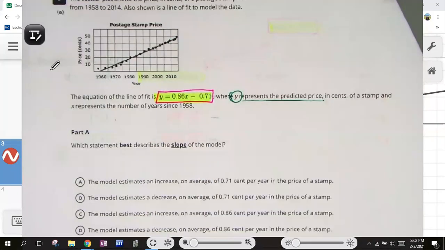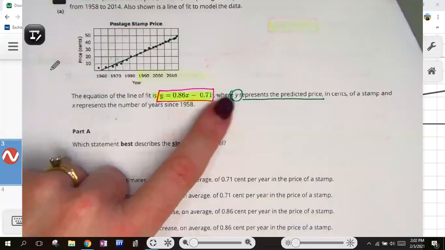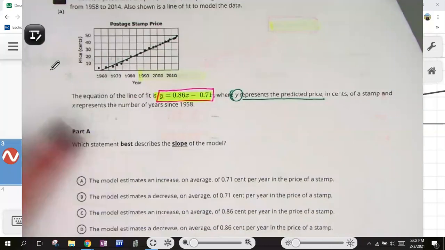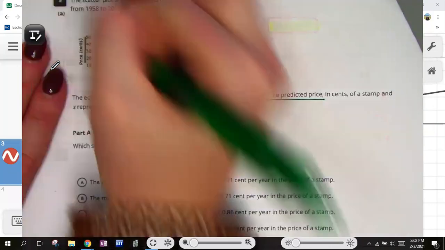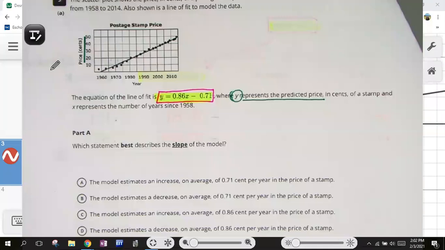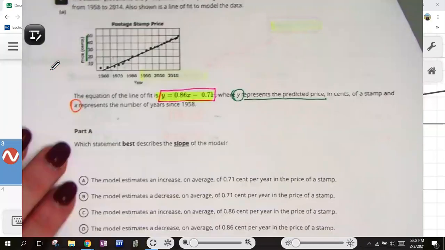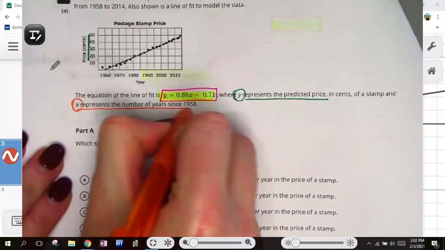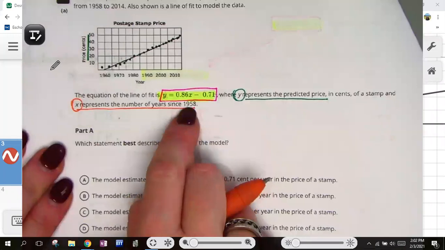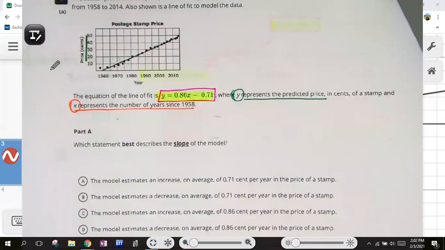So anytime throughout this problem, if they give us a price, it's representing the Y axis, and you can see that right here in the graph. All right, next it says X represents the number of years since 1958. That's important, and we'll come back to that in just a second.